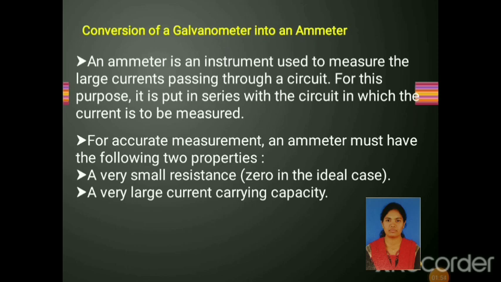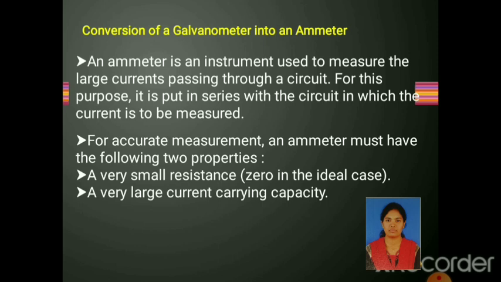An ammeter is an instrument which is used to measure the large currents passing through a circuit. For this purpose, it is put in series with the circuit in which the current is to be measured. So what we can understand here is, when it is put in series with the circuit, it is nothing but an ammeter. When it is in series with the circuit, we can measure current.